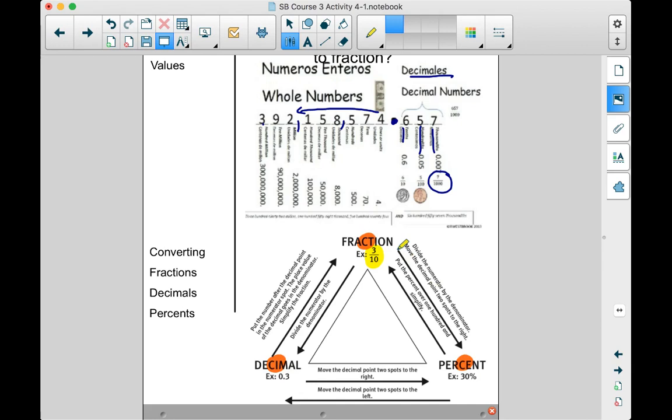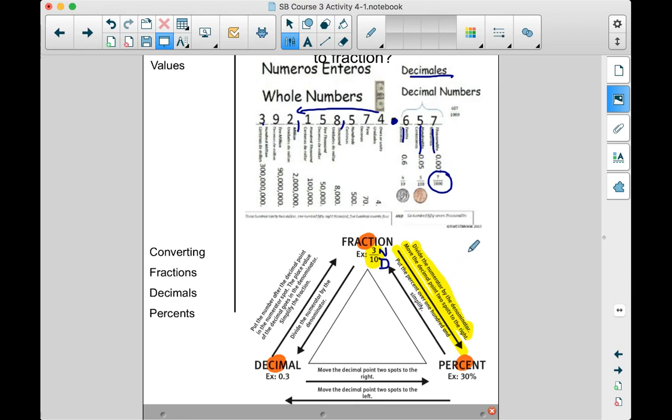So in this case here, I want to follow this arrow. Now I'm going to look at the stuff above it to see what to do. So here it says divide the numerator, and that top number right there is the numerator, by the denominator, and move the decimal point 2 spots to the right.